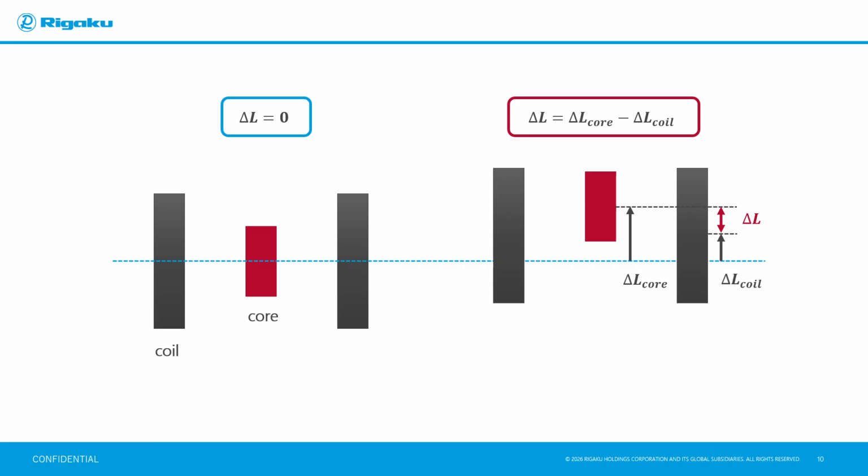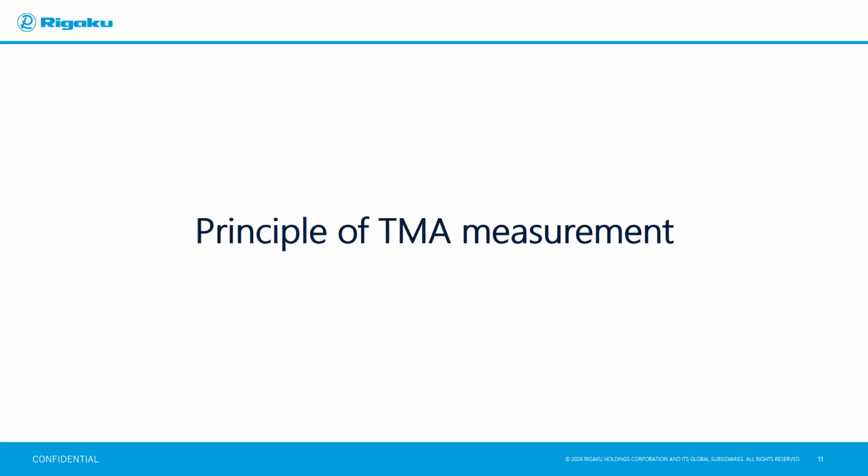In TMA, the differential transformer output value delta L is output on the TMA curve as the change in measurement sample length. Therefore, it is important to consider how the core and coil of the differential transformer move due to the expansion and shrinkage of the sample. Let's explain the principle of TMA measurement by focusing on the movement of the differential transformer.